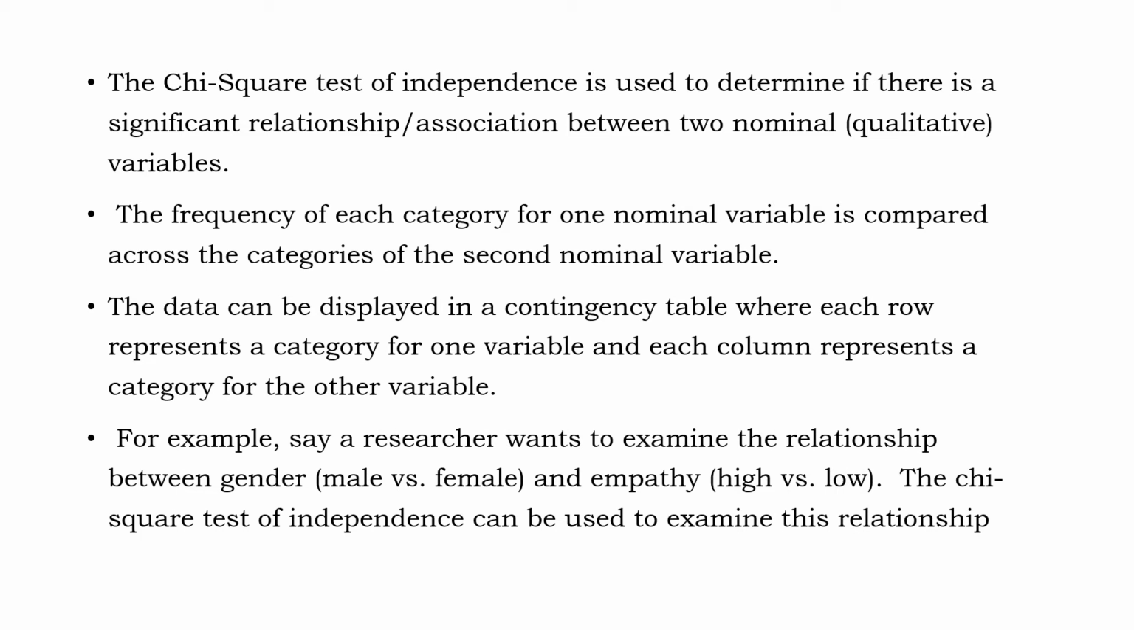For example, say a researcher wants to examine the relationship between gender and empathy. He classifies gender as male and female and empathy as high and low. If the researcher wants to check whether empathy is related with gender, whether males are more empathetic or females are more empathetic, then he can use the chi-square test of independence of attributes.